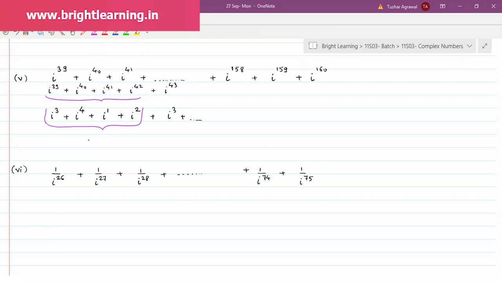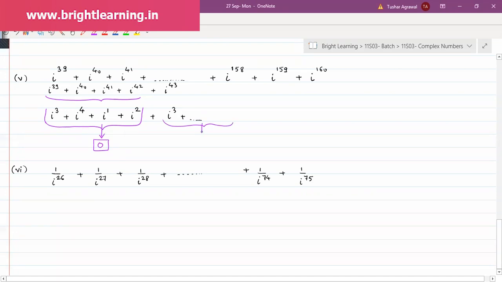And the addition of these four terms is 0. Then the next group of four terms, that addition will turn out to be 0. Then the next group addition will be 0. Then the next group addition will be 0. So if you understand up to this point, you may have a feeling that the overall final answer will be 0.